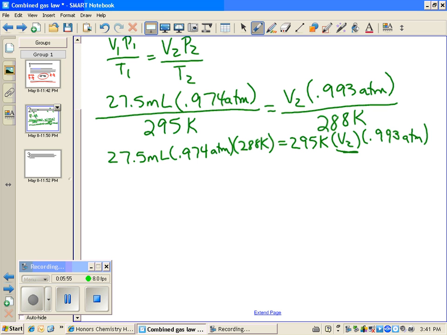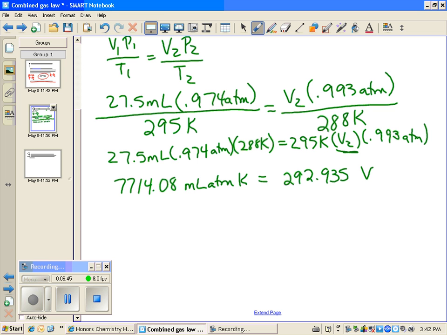So if you have trouble in algebra, you'll be able to see what I'm doing. Actually, what I'm going to do, I'm going to back up. I'm going to go ahead and solve that. Okay, I'm going to go ahead and multiply these together. So that gives me 27.5 times 0.974 times 288 equals 7714.08. And if you'll notice, no units canceled out. So that's milliliters, atmospheres, Kelvin equals 295 times 0.993 equals 292.935 times V2. And those units were Kelvin and atmospheres. All right. I want V2 to be by itself, so I'm going to divide both sides by this number.